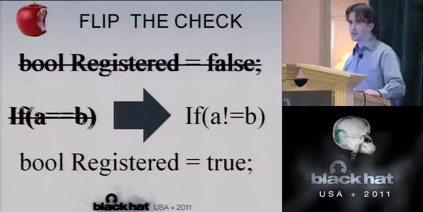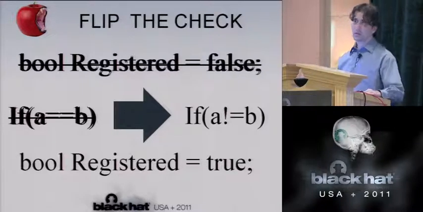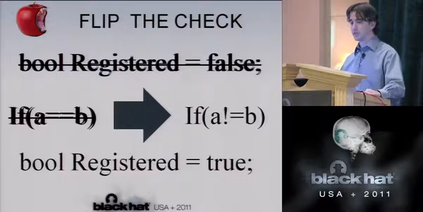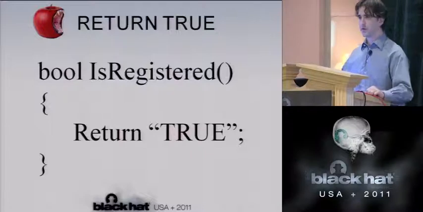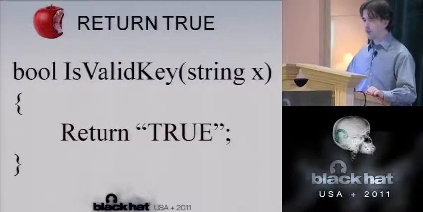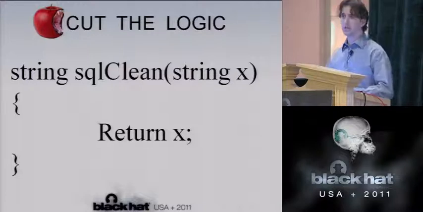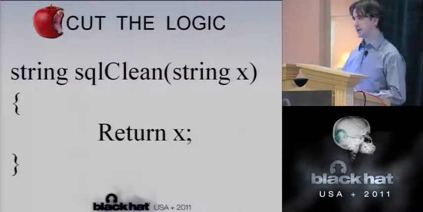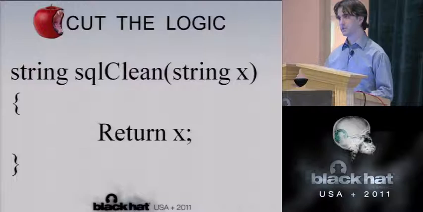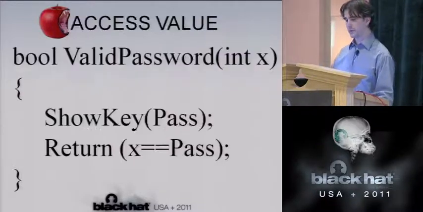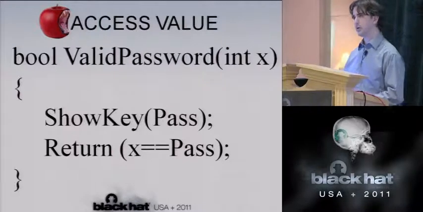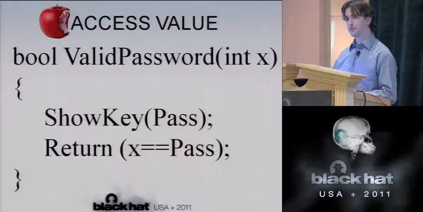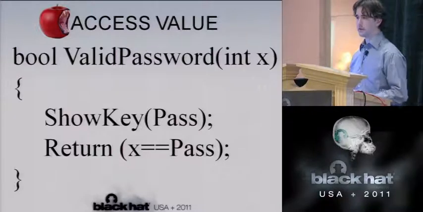And these are easy to implement. Within that, put a true on the stack and return, it's just as easy to do these. Is registered, like I showed you, put your return true at the top. Is valid key, return true. You cut the logic, say on a SQL cleaning, and all of their good security is now completely subverted with returning the original string. Is valid password, you want to access a known value because you want to know what password it's validating against. You simply show it to the user, and there's your password.